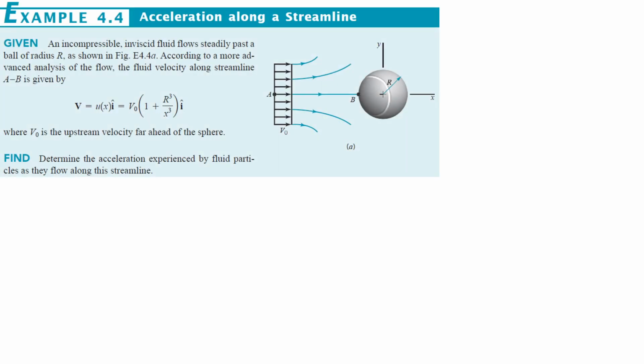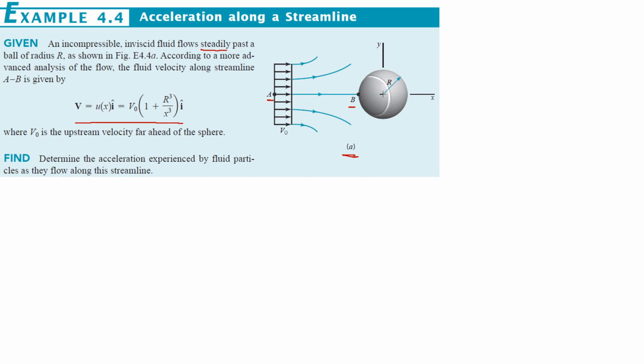So this is our first example given. This is related to acceleration field. The statement is: an incompressible inviscid flow steadily passes a ball of radius r as shown in figure 4.4a. According to a more advanced analysis of the flow, the fluid velocity along streamline AB is given. So we have a velocity along the streamline.